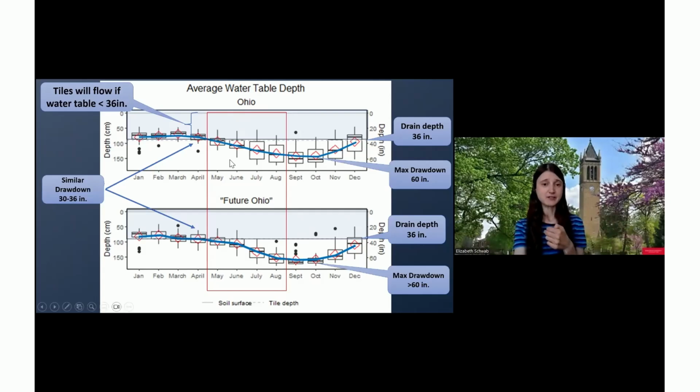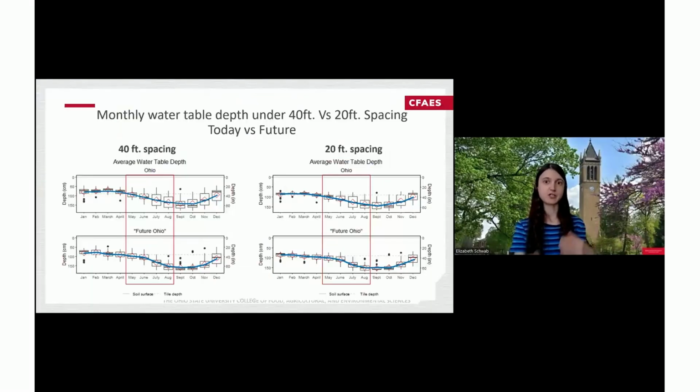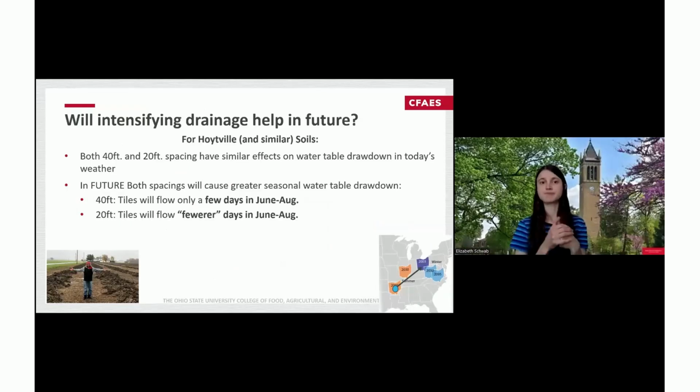And we can see we have similar water table drawdown during these winter and early spring months, but that water table drawdown is greater in the summer months, in these months of greatest crop water need under that future Ohio scenario. So just using that once again, highlighting those results in these presentations. We've got that boxed out again for the 40-foot spacing compared to the 20-foot spacing. The previous slide was just 40-foot spacing. But again, we can have conversation about these comparisons here.